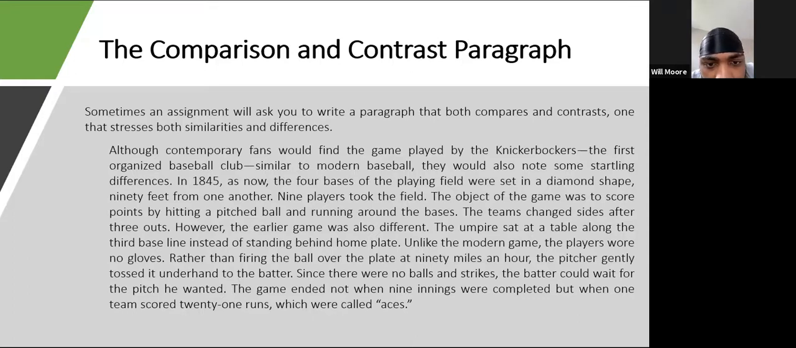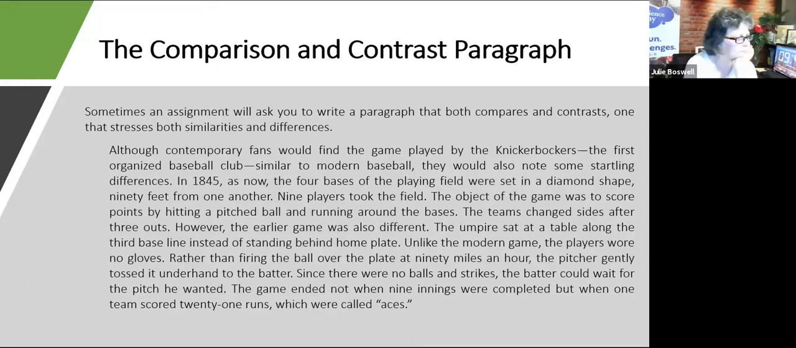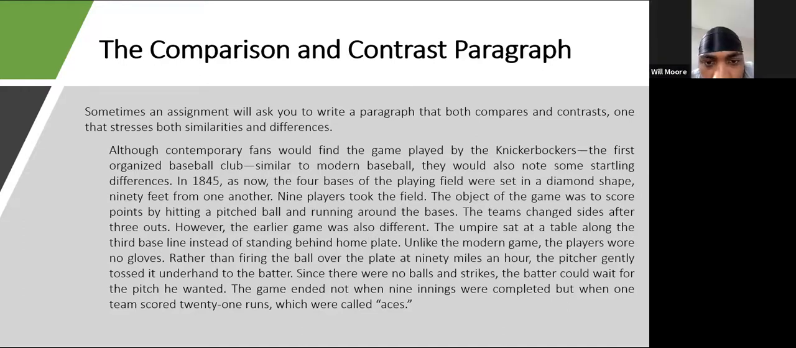However, the earlier game was also different. The umpire sat at a table along the third base line instead of standing behind home plate. Unlike the modern game, the players wore no gloves. Rather than firing the ball over the plate at 90 miles an hour, the pitcher gently tossed it underhanded to the batter. Since there were no balls and strikes, the batter could wait for the pitch he wanted. The game ended not with 9 innings completed, but when one team scored 21 runs, which were called aces.